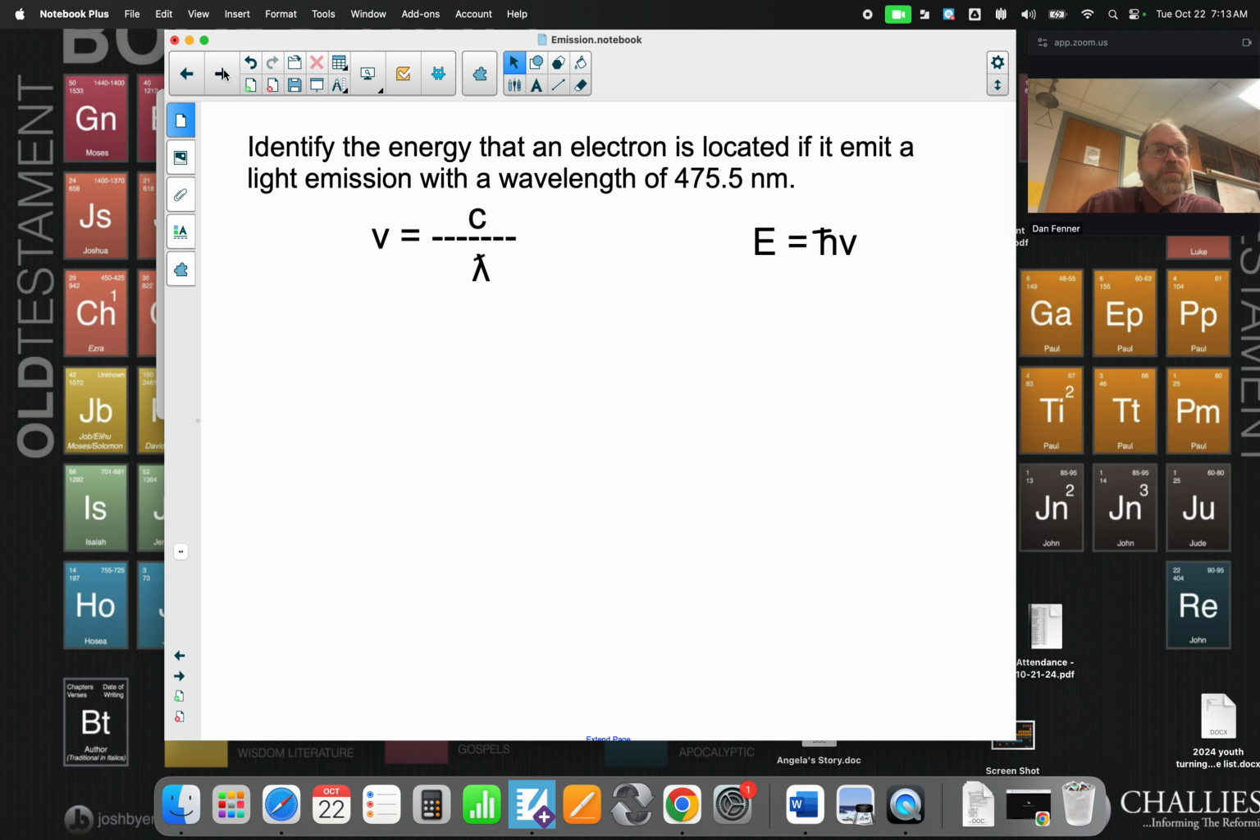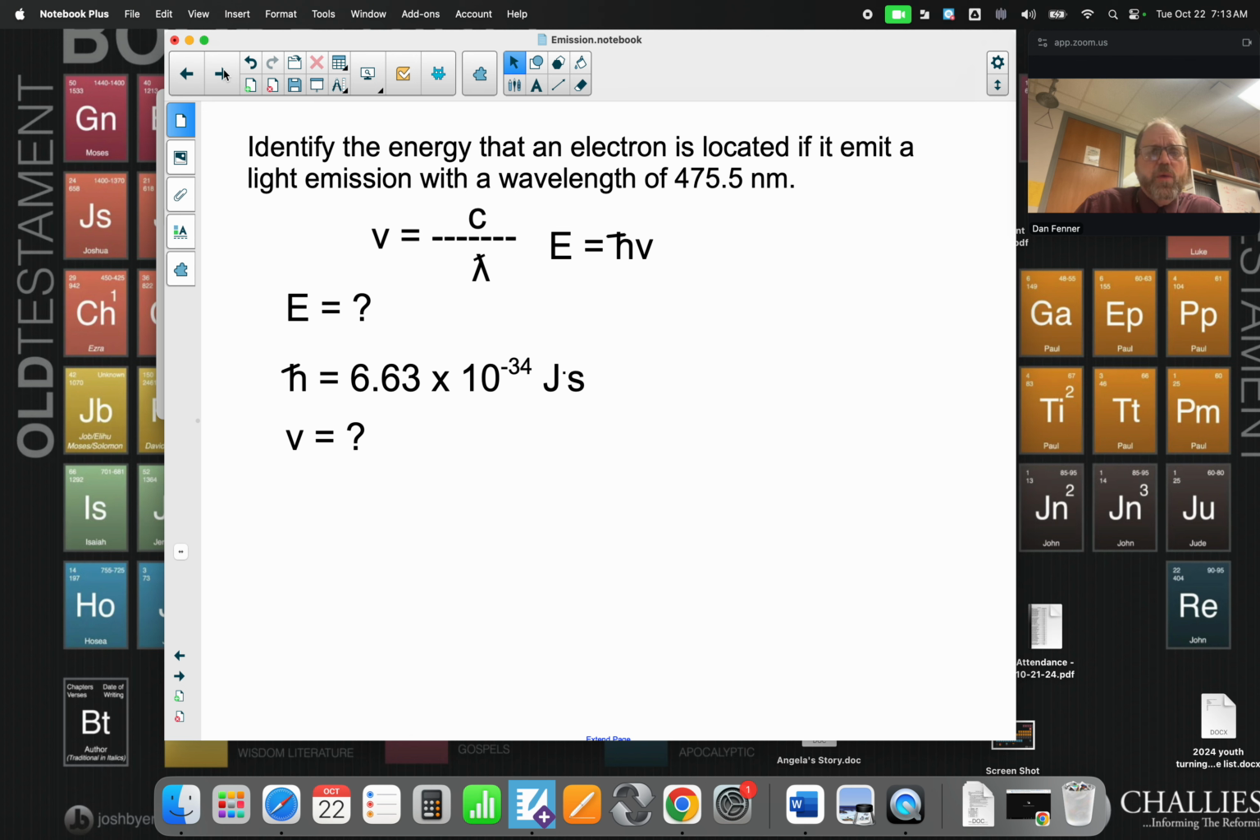So therefore, let's start with E. Do I know energy? No. Do I know Planck's constant? Yes, I do. Planck's constant is 6.63 times 10 to the minus 34th joule seconds. And the frequency, nu, is unknown. Now, can I do a problem if I have 2 unknowns? Well, it's a good thing I have another equation. So I'm going to set that one up.